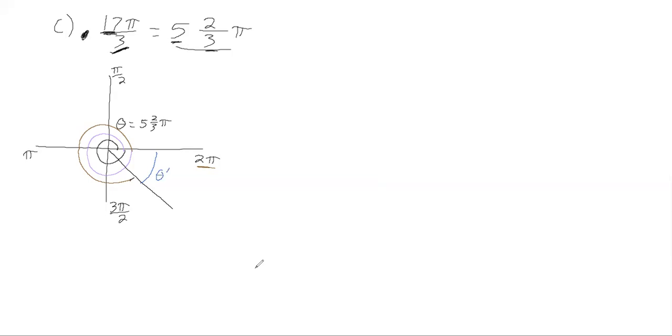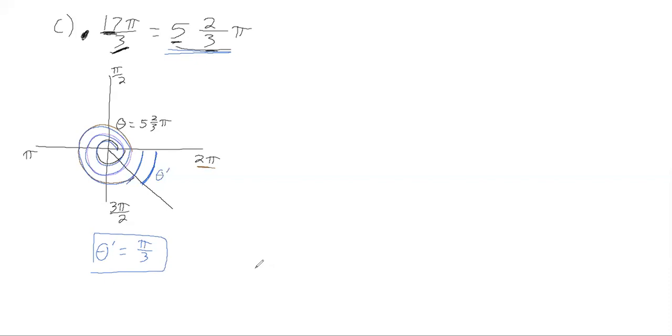Now, how could I find a measure of theta prime? Well, look at how much you went around here, okay? Went around right here, what? 2 pi, 4 pi, 5 pi. Then if you went all the way to right here, that would have been what? 6 pi, right? So 5 2/3 plus how much more will give me 6 pi? Well, I would say 1/3 more of a pi, or pi over 3.